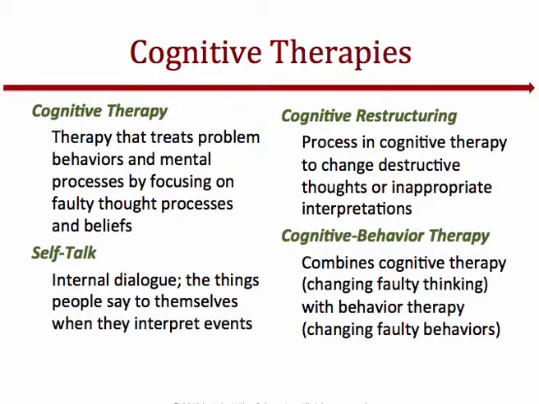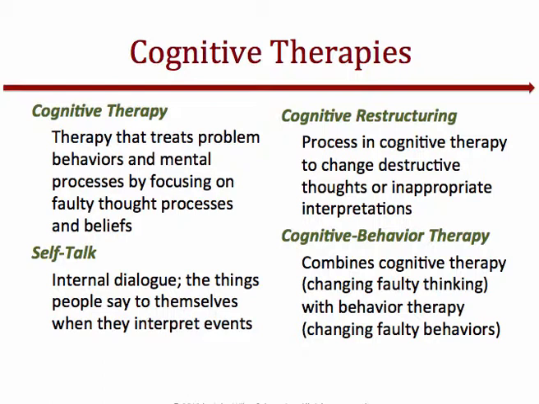Okay, the cognitive therapies are therapies that treat problem behaviors and mental processes by focusing on what are believed to be faulty thought processes and beliefs. The idea here is that people engage in self-talk, which is an internal dialogue. The things that people say to themselves and the way that they interpret events are sometimes not the way that they actually are. So, for instance, if somebody says, I like your dress, a person could take that in a few different ways, right? They could believe that it was said honestly and sincerely, or they could believe that it was said sarcastically and that they really don't like the person's dress.